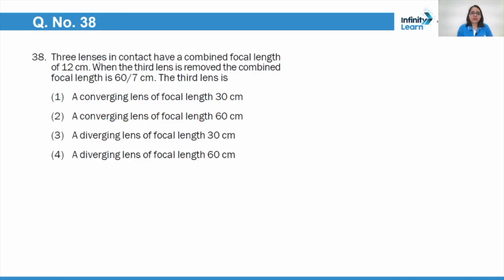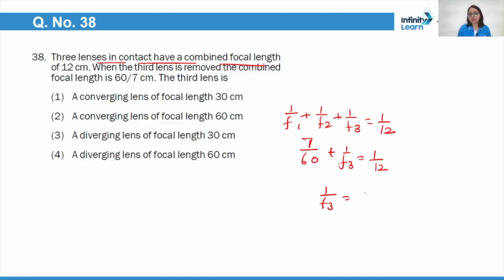Question number 38. Three lenses in contact have combination focal length 1 upon f1 plus 1 upon f2 plus 1 upon f3 given as 1 by 12. When the third lens is removed, then 1 upon f1 plus 1 upon f2 is 7 upon 60. So 7 upon 60 plus 1 upon f3 is equal to 1 upon 12. So 1 upon f3 will be 1 upon 12 minus 7 upon 60, and f3 will be minus 30 centimeter. So we have negative focal length, that means the lens is diverging and has focal length 30 centimeter.